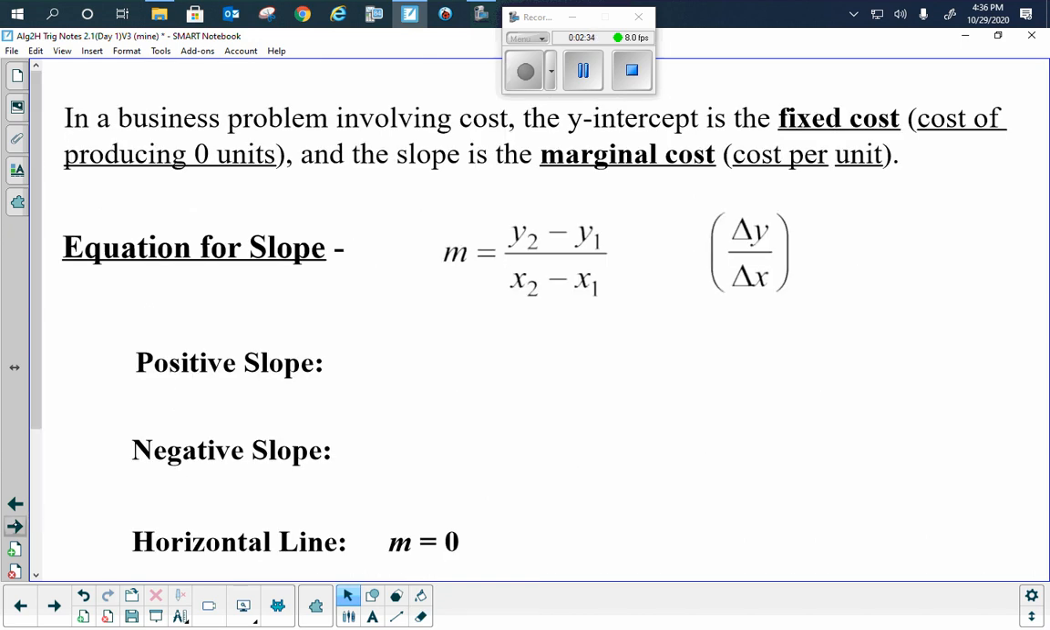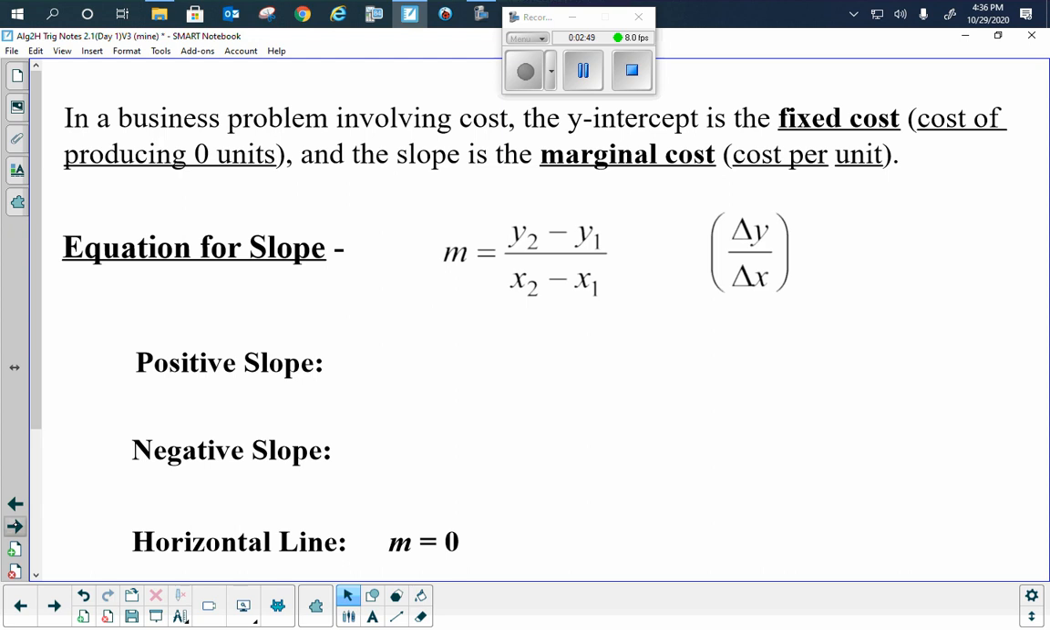You'll see some business problems. So in business problems involving cost, the y-intercept is your fixed cost or your cost of producing 0 units, and your slope is the marginal cost or your cost per unit.